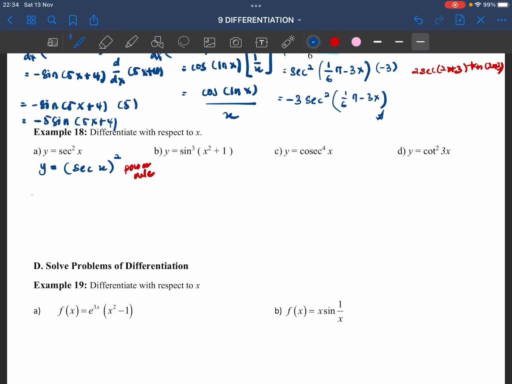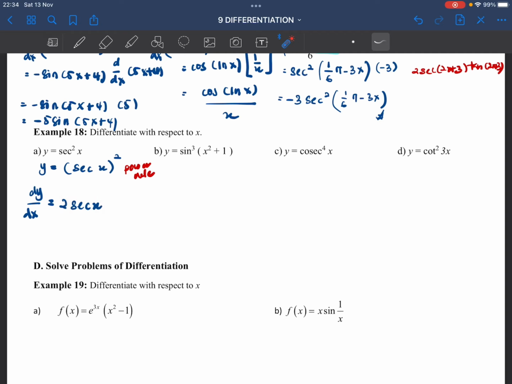So how to apply your power rule? Ada 4 step. Kalau tak ingat, pergi balik tengok 4 step. The first one, power pindah depan, so we have 2. The second step, salin balik, so here we will get secant x. The next step is power minus 1. Minus 1 we will get 1 lah, so tak payah buat apa-apa. Ini step yang paling selalu lupa.